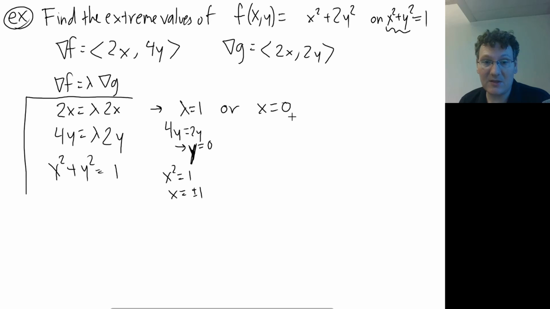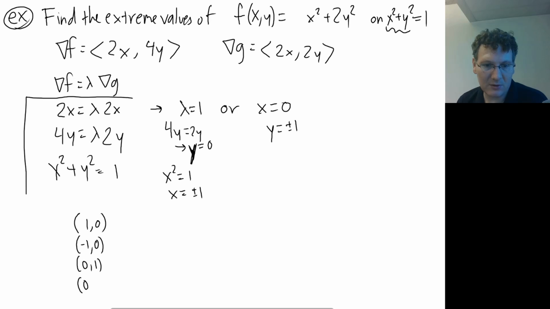On the other hand, if x equals 0, let's just be clear on that. In the last equation, y has to be plus or minus 1, right? Because that means y squared equals 1. So what we have then is 4 points. We have 1, 0, we have negative 1, 0, we have 0, 1, and we have 0, negative 1. Those are our 4 points.